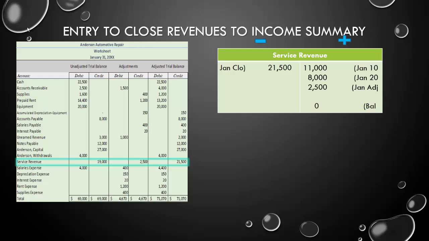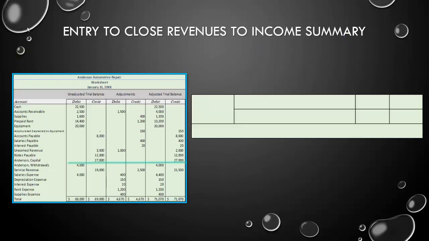Well, we can't just do this to the T account because we need a journal entry for everything that our business does. So what's the journal entry going to look like when we close our revenues to income summary?